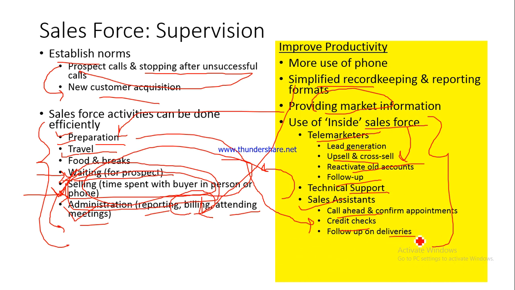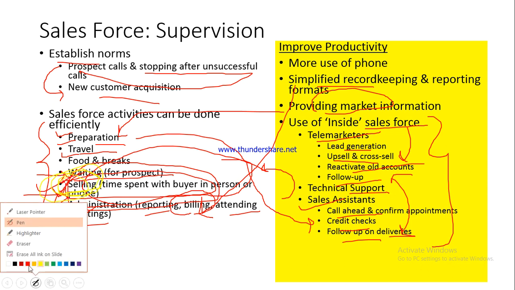Again, following up on deliveries, we have discussed this. This can also be done by the sales assistant. Here the follow-up on delivery would mean confirming from the customer whether the product has been delivered and reached him on time, and whether the product has also been installed and the customer has also been trained on using the product. This is what following up basically is, and this is basically done by the salesperson. But if you have sales assistants taking care of these kinds of activities, then naturally the salesforce will have much more time to devote to their main activity, which is basically the selling activity, right?